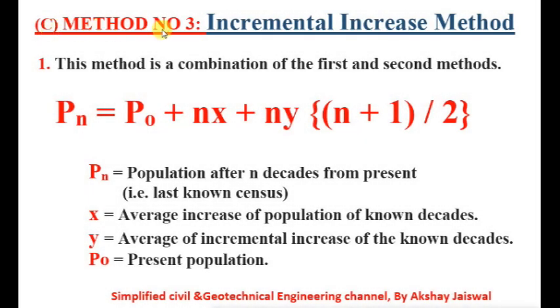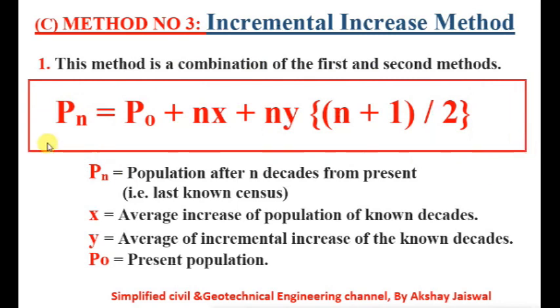Now we will see method number 3, the incremental increase method. This method is a combination of the first and second methods, and the formula is given by Pn is equal to P0 plus nx plus ny into n plus 1 divided by 2, where Pn is the population after n decades from present.